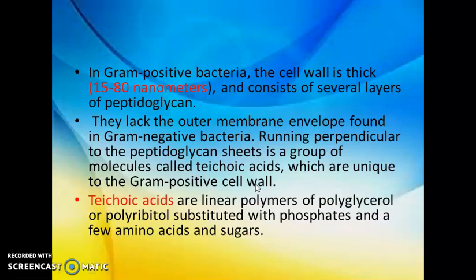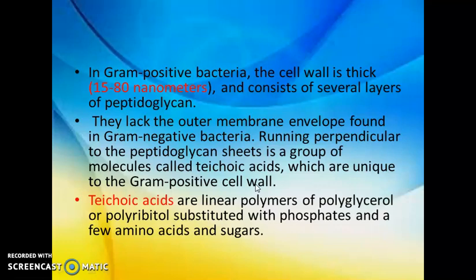In gram-positive bacteria, the cell wall thickness is 15 to 80 nanometers and it consists of several layers of peptidoglycan. In gram-negative, there is only one layer of peptidoglycan. Gram-positive bacteria also lack the outer membrane envelope found in gram-negative bacteria, where lipopolysaccharides as well as endotoxins are present. This outer membrane is not present in gram-positive bacteria.